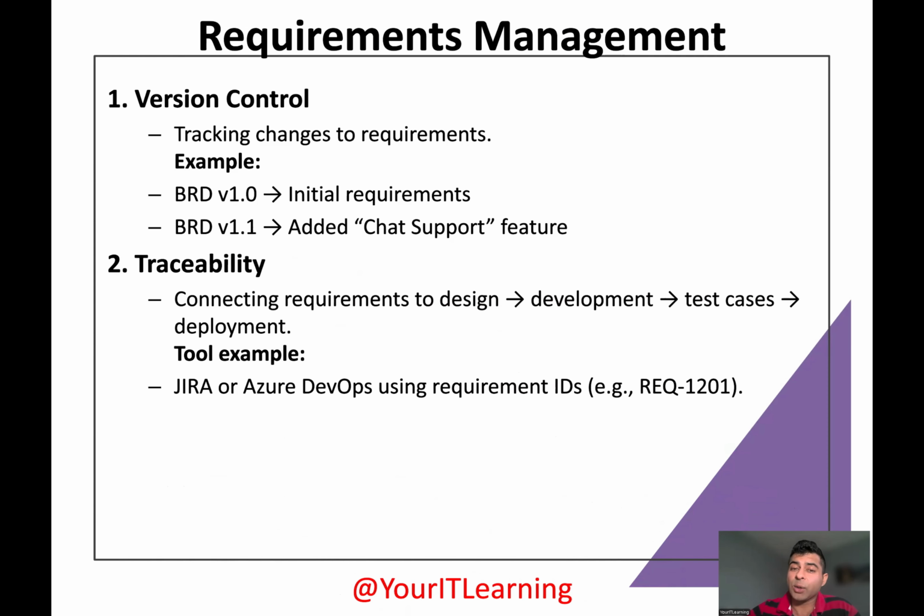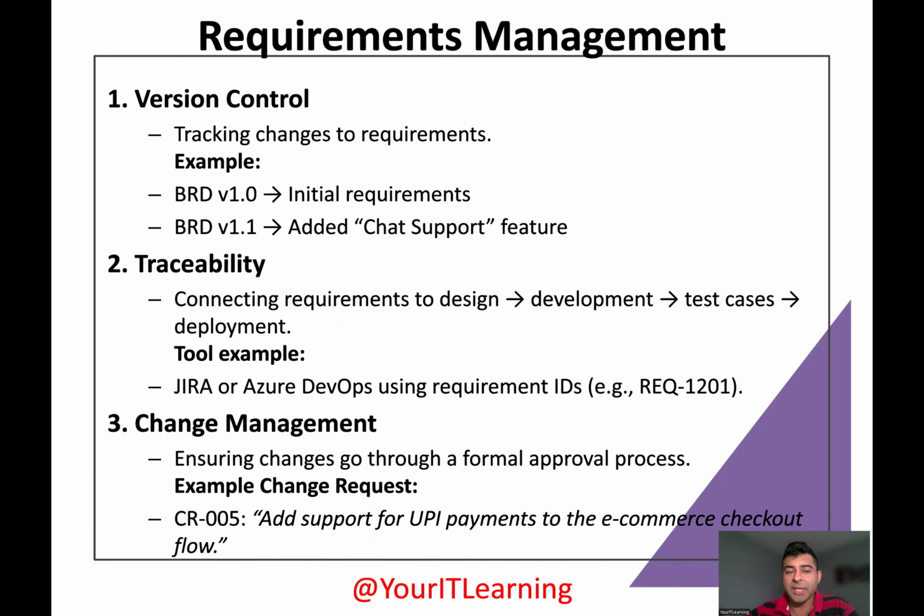Traceability, connecting requirements to design, development, test cases, deployment. The example will be Jira or Azure DevOps using requirement IDs like REQ-1201. When you work in the IT industry, you will see traceability matrices like these. Change management, ensuring changes go through a formal approval process. For example, a change request like CR-005. This means change request number 5, add support for UPI payments to the e-commerce checkout.